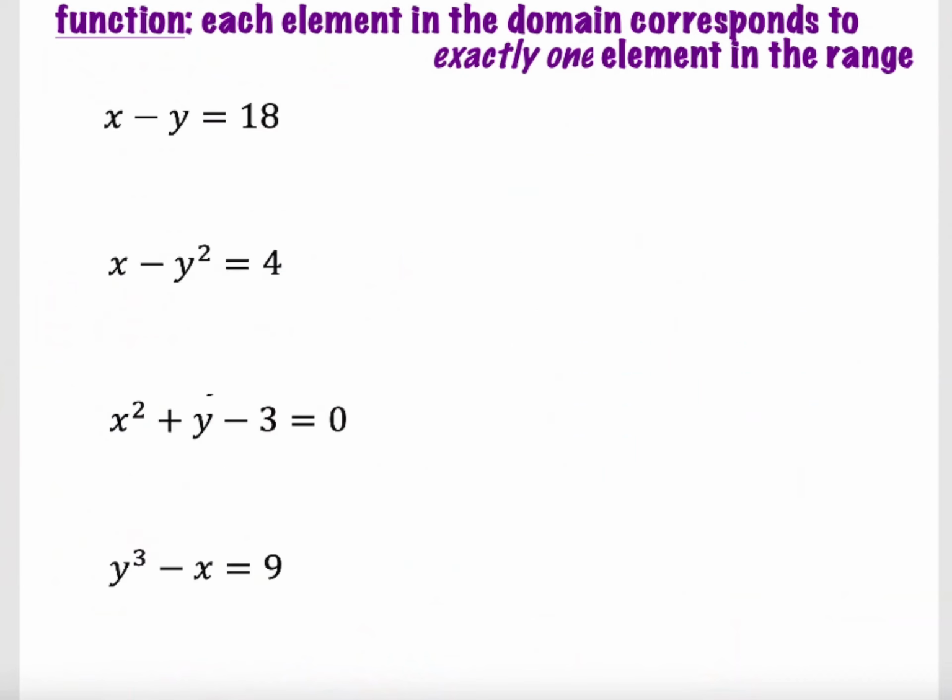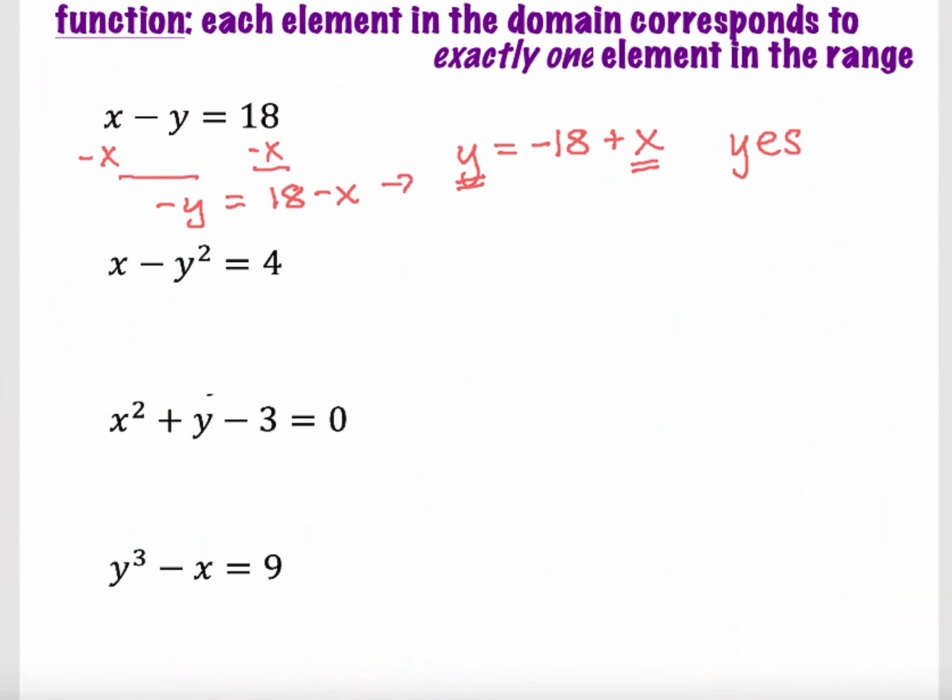Sometimes we're going to just look at equations to decide if these are functions. One way that'll probably make the most sense to you is we're going to try to just get the y by itself on each of these. Divide everything by -1, that goes y equals -18 plus x. So that just means each x that I put in should only give me one y value, and so this is a function.